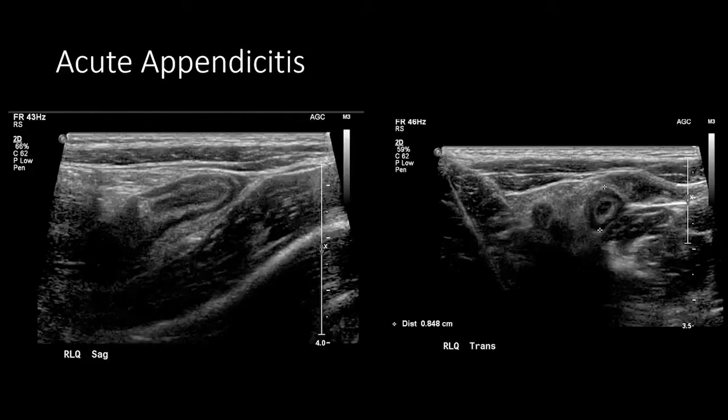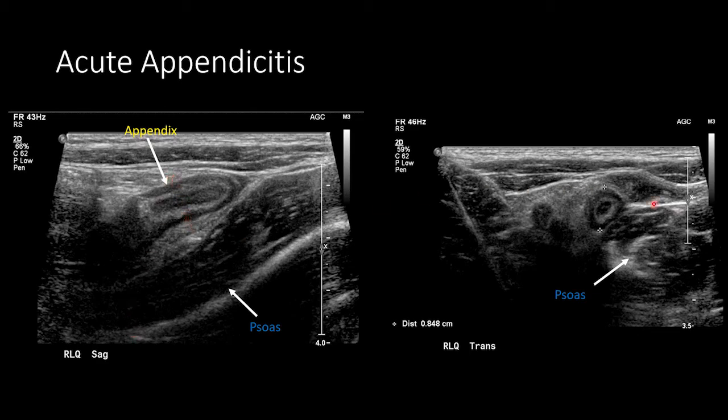Now let's look at a case of acute appendicitis. This appendix is oriented in a slightly different manner than the last appendix, so we will start with a sagittal image. In this sagittal image, we can again see the psoas, this time in long axis instead of in short axis. And overlying the psoas, we see the appendix, which I've outlined here in yellow. Now, notice this appendix is much larger than the last appendix we saw.